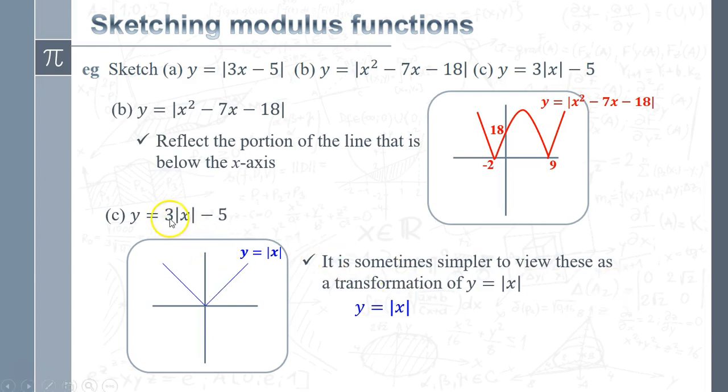I've then got the times by 3, which is a stretch in the vertical direction. So let's put that in. There it goes. And then finally, we've got this bit on the end, which is subtract 5, which is a vertical shift. So that's going to move the whole function down. I'm going to take my green function and move it down, sorry, not down 3, down 5 places. And so there we go.